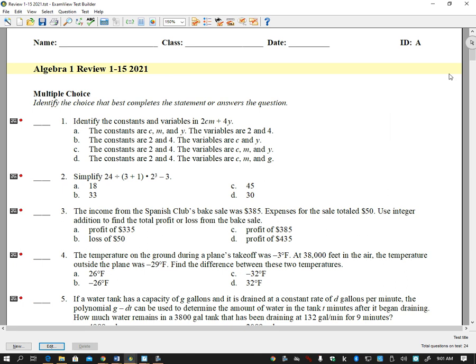All right, this is our Algebra 1 review for Test 3, Lessons 1 through 15 for the school year 2020-2021. Most missed questions, we're going to start with question 12. Question 12.